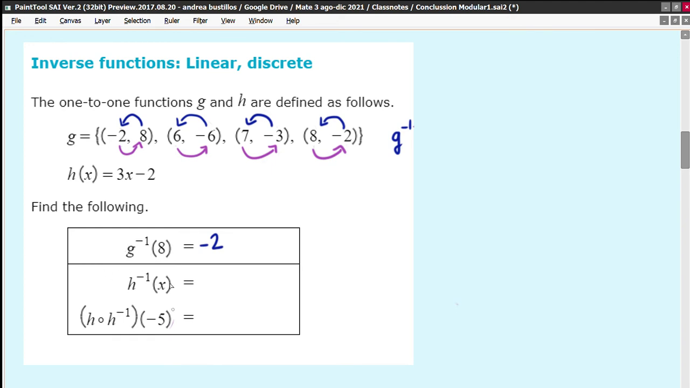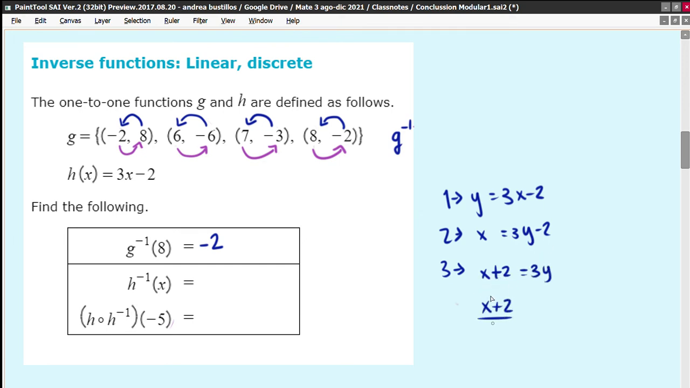Now, the other set of exercises or questions are related to the linear function. The first one is asking us to find the inverse function. So remember, to find the inverse function, first we write this in y notation. Then we switch the places of the variables. And then we solve for y. In this case, we add 2 on both sides of the equation, and then we divide everything over 3. So this is my inverse function that I can write over here.